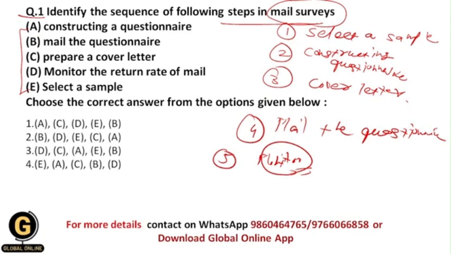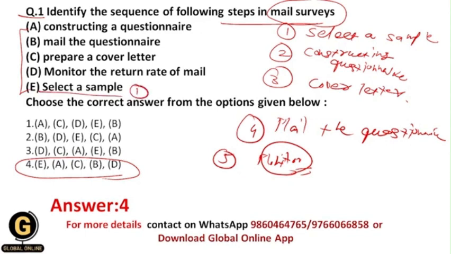So students, the correct answer for this question should be 4. E, A, C, B, D, because here your E, that is select a sample, should be the first step. A should be the second step, that is constructing a questionnaire.